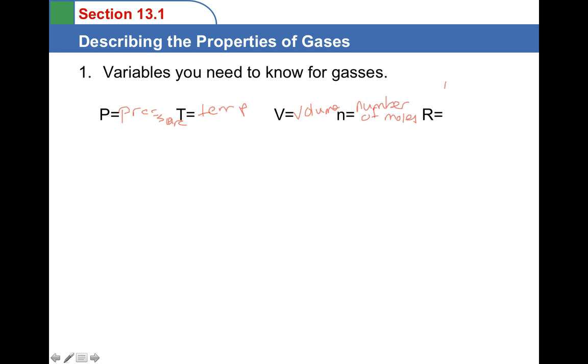R is new to you, and this is called the ideal gas constant. And the value for R is 0.0821. And the unit is going to be liters times atmospheres divided by moles times kelvins. Okay, so liter atmospheres per mole Kelvin. And we'll get into this when we talk about the ideal gas laws in a later presentation.